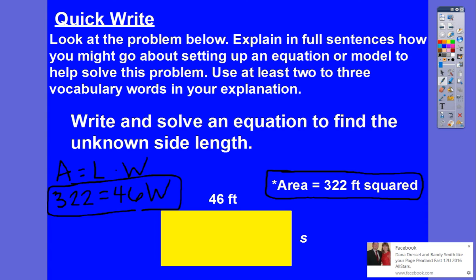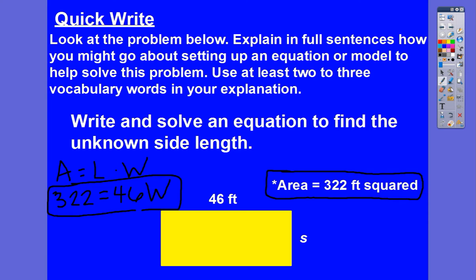I would even let them collaborate with their shoulder partner or even in their group to help them get those sentences down, possibly even giving them some sentence stems to help them get started. That way they feel more confident and more successful.